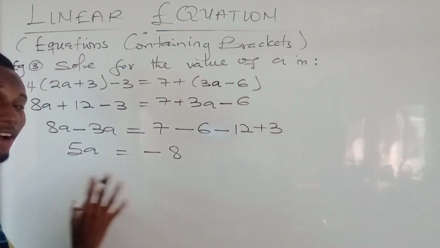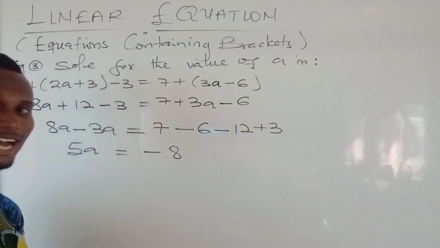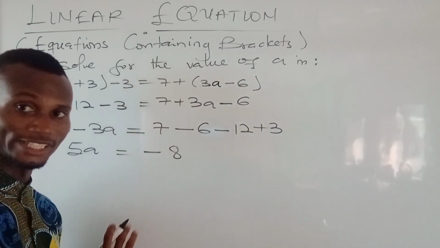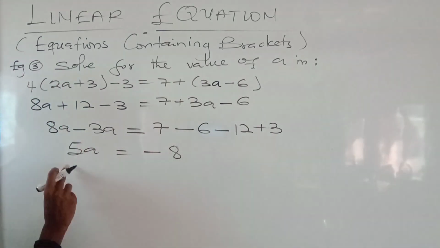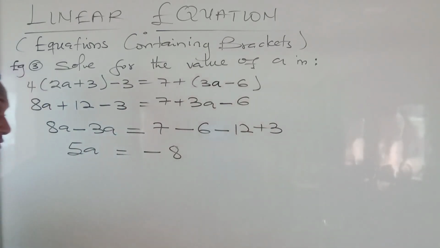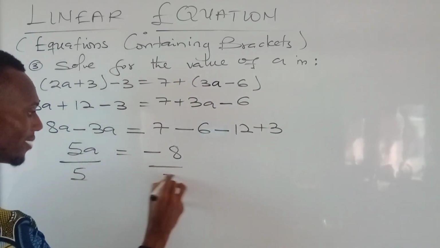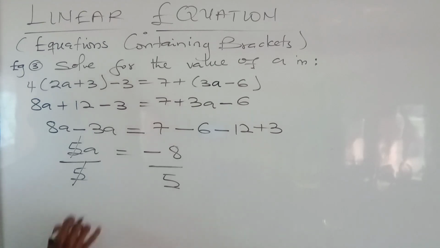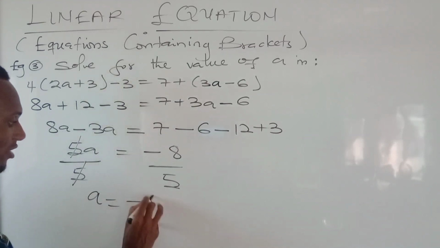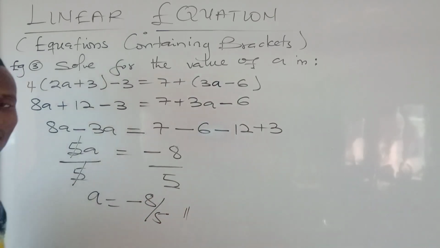Then now we have to solve for a. We have to get our a standing alone. How do you do that? We divide through by the coefficient of a. The coefficient of the a here is 5. So I'll divide through by 5. That's what you do. So I'll divide here by 5 and here also by 5, so that this 5 and this 5 will cancel away. So I'll have my a equals minus 8 over 5, and this becomes my final answer.